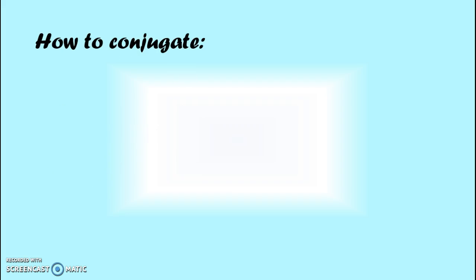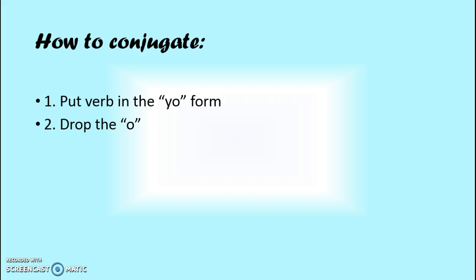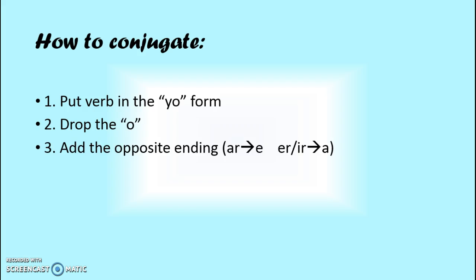Okay, so how do I conjugate the commands in the we form? I first put the verb in the yo form, drop the O, add the opposite ending, AR would be E, ER and IR would be A, and then because it's the nosotros form, I would add mos. Think about where you've seen this before. In the affirmative, usted and ustedes commands, you've also seen it in the subjunctive and in the negative too. So it's the exact same way.